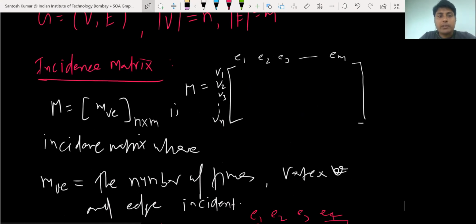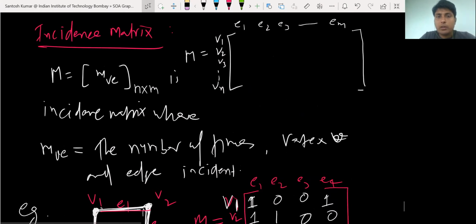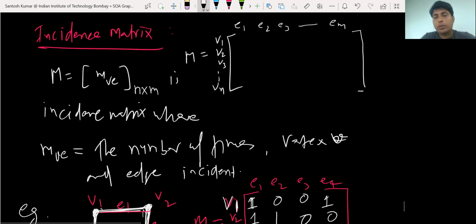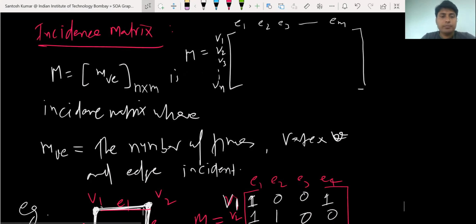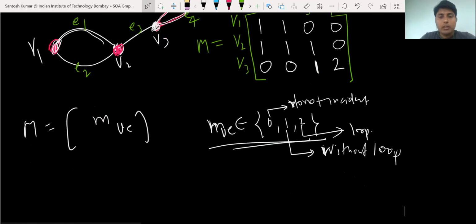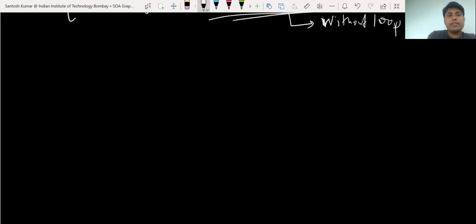Okay, so the incidence matrix is actually an n cross m matrix, where the rows are vertices and the columns are edges. Now define the next one, the adjacency matrix.